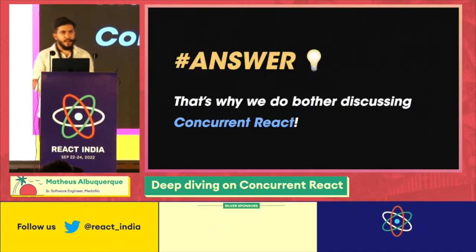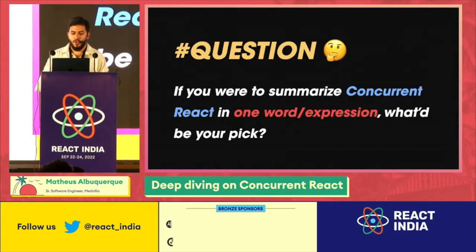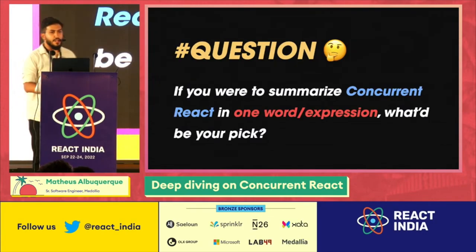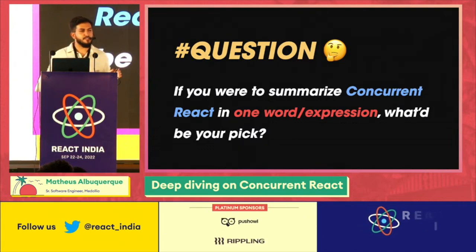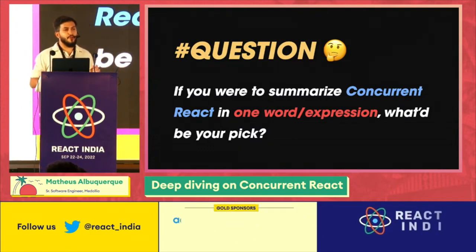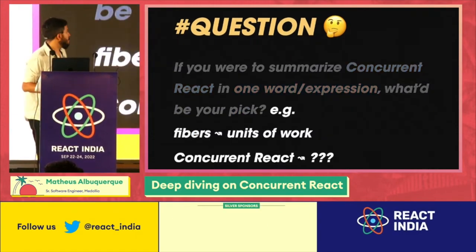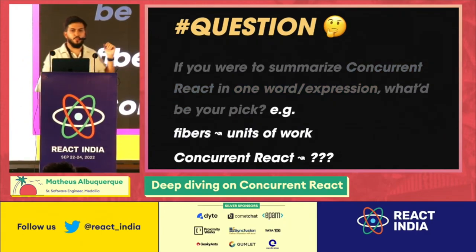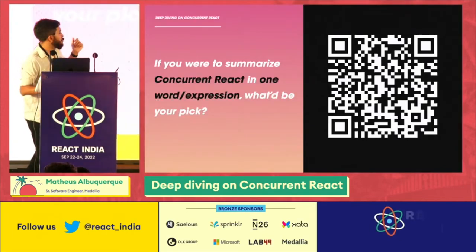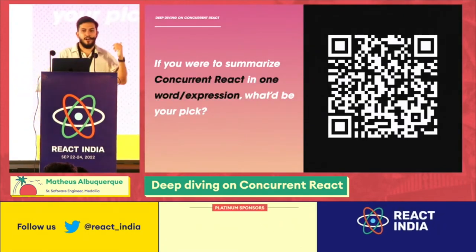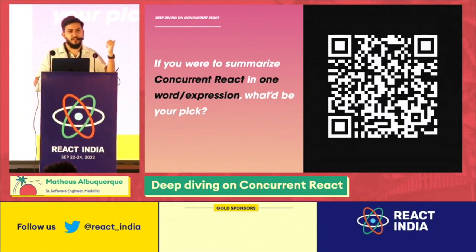And to move on with this session, I'd love to have your help. I have one question. By watching the previous talk and from everything you've heard about Concurrent React now, if you had to summarize it in one word or one expression, what would be your take? For example, if I had to summarize fibers in one expression, that would be units of work. To help me with this question, I have this QR code, which I would love to have you scan and tell me your answers.